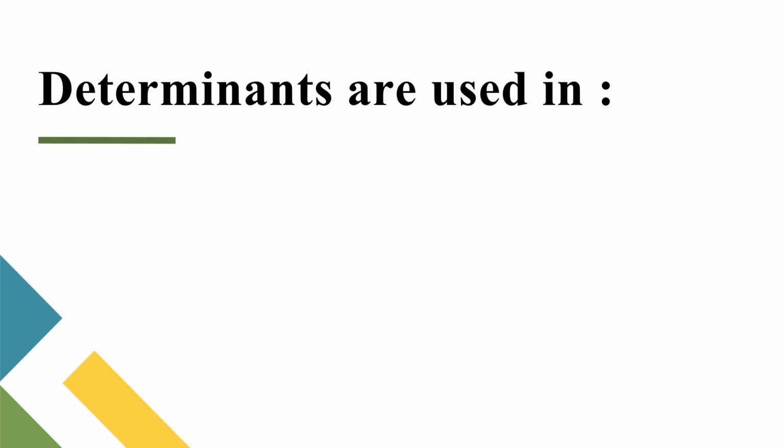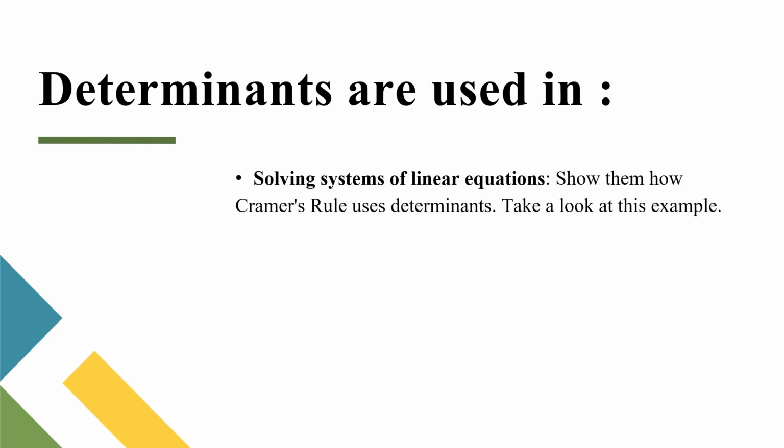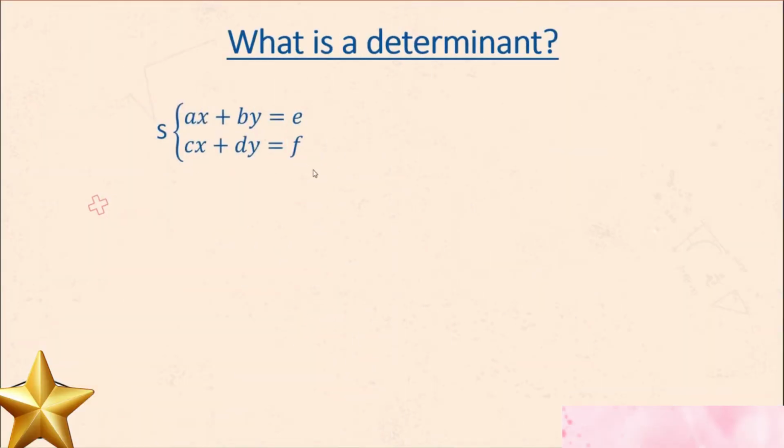So determinants are used in solving systems of linear equations. Show them how the rule is used in determinants. So take a look at this example, where x and y are variables and the other letters are just coefficients.